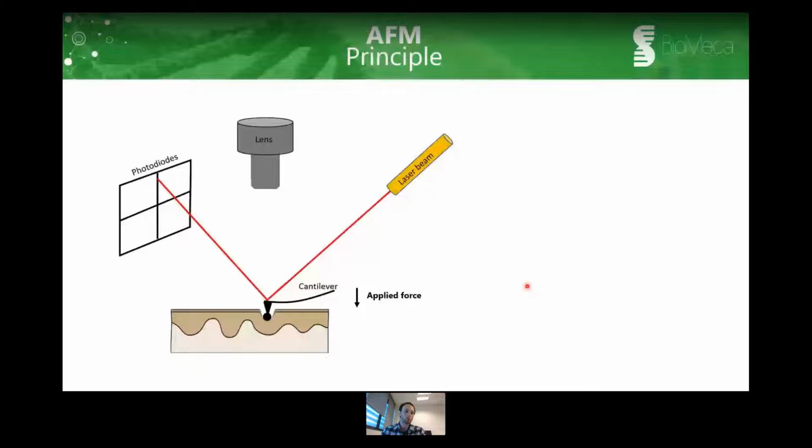As you can see on this scheme, we have a cantilever with a known spring constant on which we can apply a known force, and this will allow the movement of the cantilever into the sample. This indentation into the sample results in variations of height, and these variations of height can be recorded by a laser beam that hits the surface of the cantilever, and the laser beam is reflected on a photodiode with four quarters.